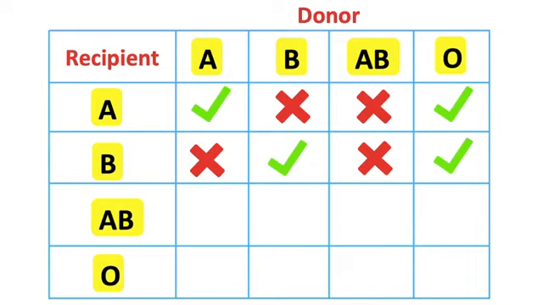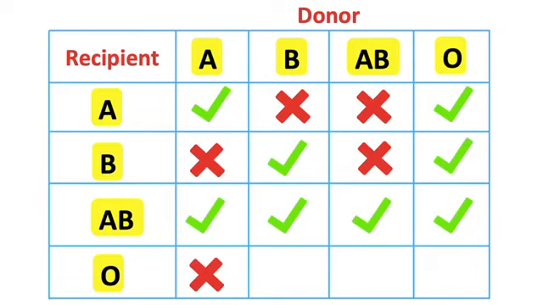A person with AB blood can receive all types of blood because they don't produce antibodies against either antigen. People with type O blood have anti-A and anti-B antibodies. Therefore, they can't be given type A, type B, or AB blood. They can only be given O blood.